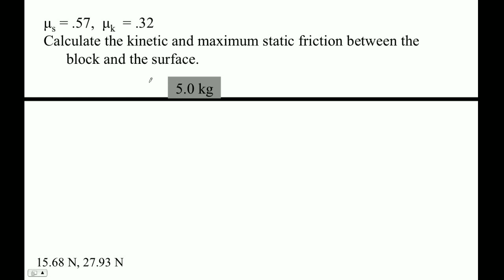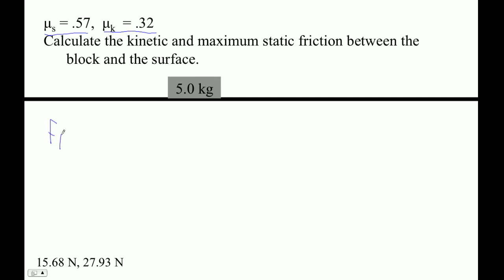Let me show you how to solve the basic blocks sliding along level floor problem. They give you a block, and they say a 5 kilogram block of wood lies on a level floor, and there's a coefficient of static friction of 0.57 and a coefficient of kinetic friction of 0.32. Okay, and they want us to calculate the kinetic and maximum static friction between the block and the surface. So let's figure this out.